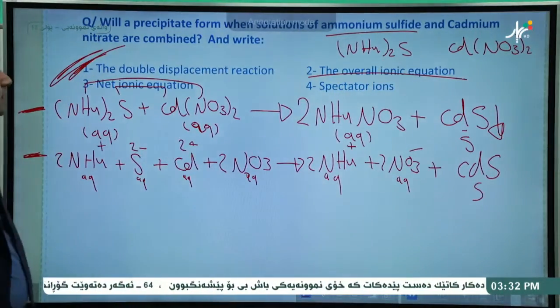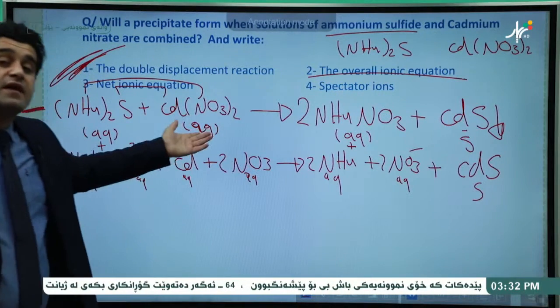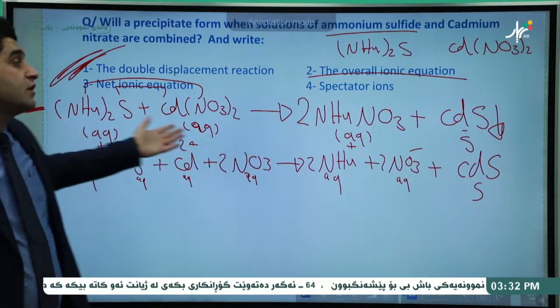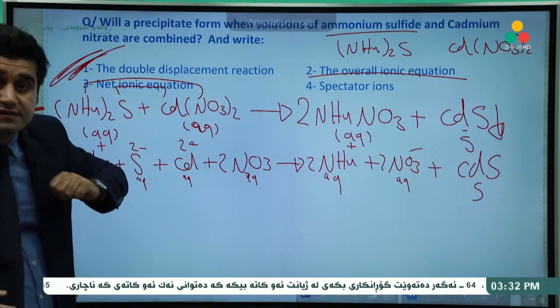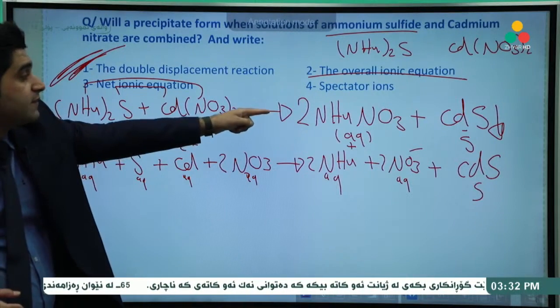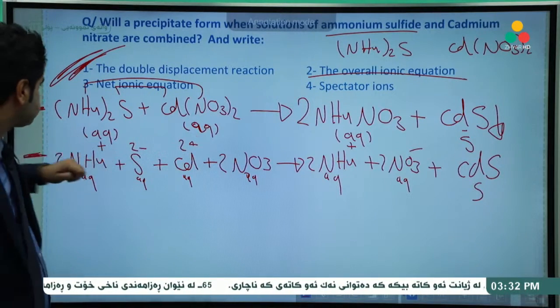This is the second step. In the second step, after writing a double displacement reaction, we have to split the aqueous compounds, except for the solid, except for the precipitate.